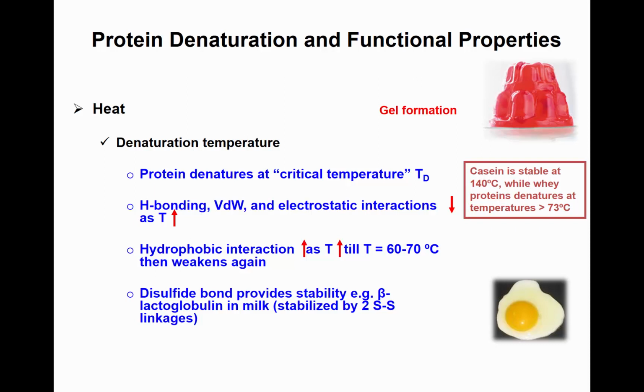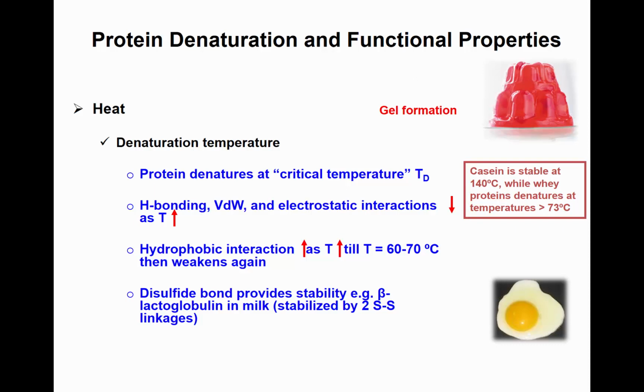So denaturation temperature is unique for every protein. Different proteins with different structures denature at different temperatures. Here's an example. Casein is stable at 140 degrees C, a very thermally stable protein, whereas whey protein denatures at temperatures at or greater than 73 degrees C. Why is that? I'll tell you. Simply, it has to do with the structure.